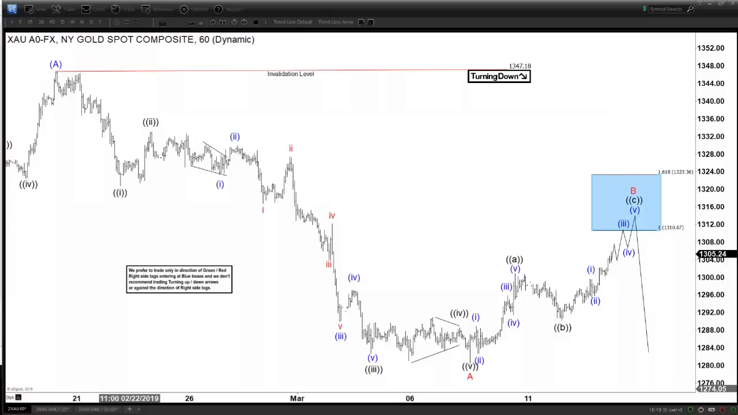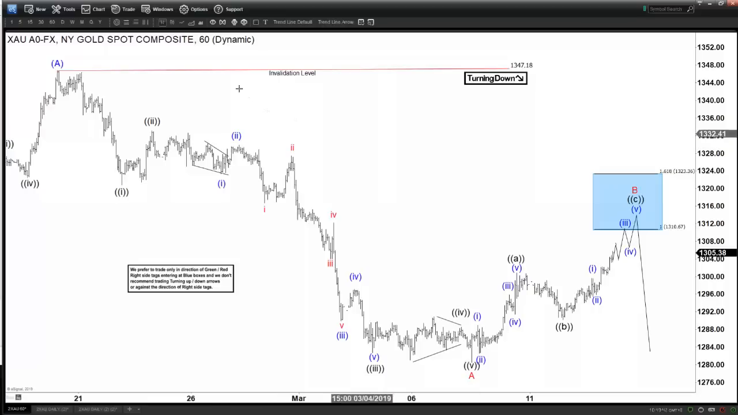The time is around 2:45 a.m. GMT. So we will be taking a look at gold's chart here. This is a 60 minutes chart. We can see that gold has been rallying nicely. We are calling this rally a zigzag A, B, and then C leg.